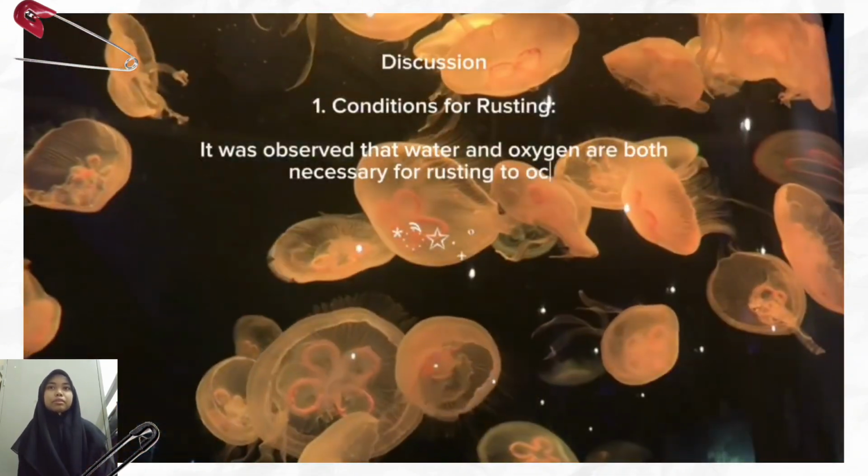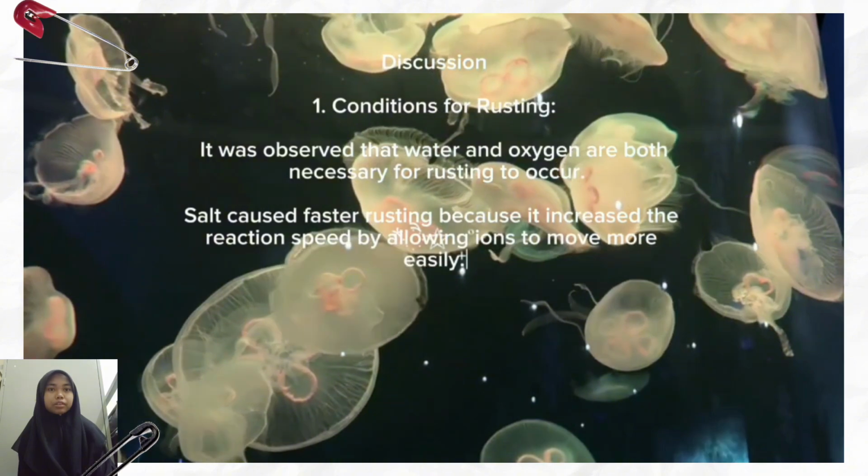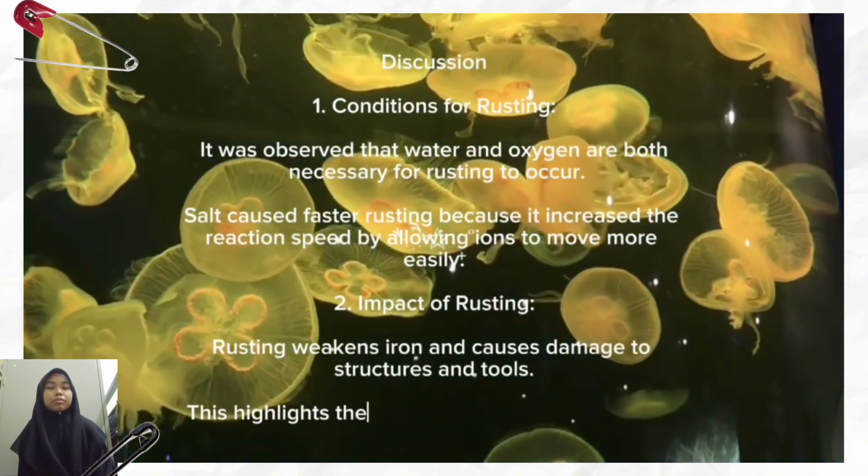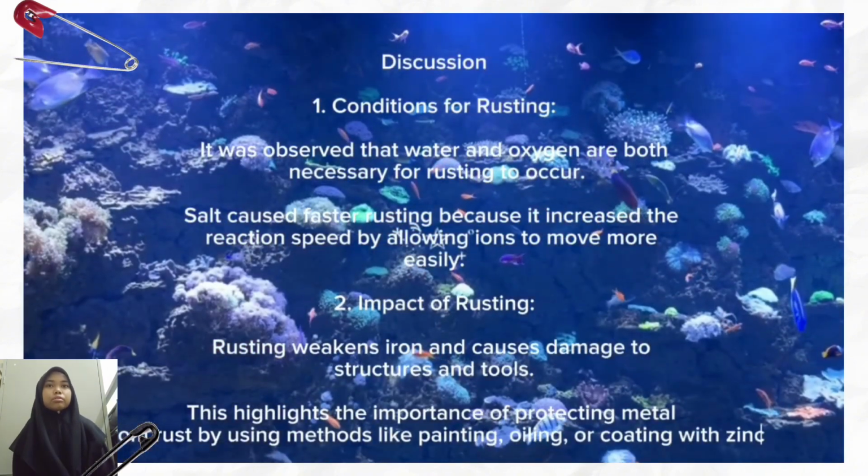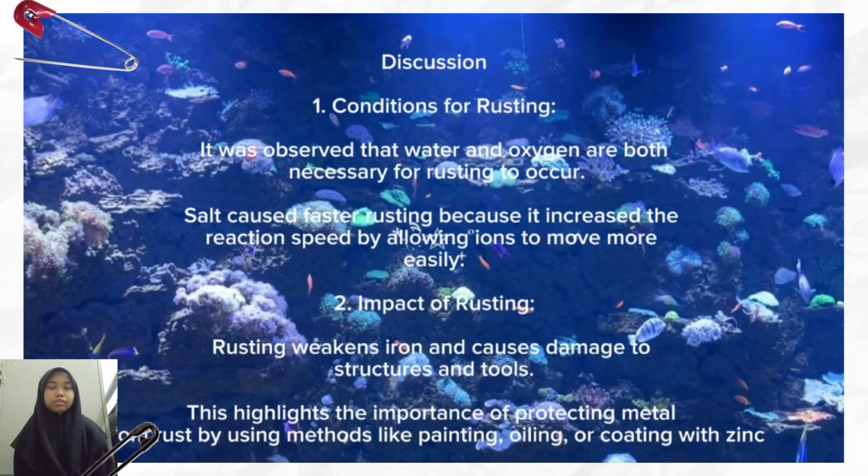For discussion, number 1, conditions for rusting. It was observed that water and oxygen are both necessary for rusting to occur. Salt causes faster rusting because it increases the reaction speed by allowing iron to move more easily. Number 2, impact of rusting. Rusting weakens iron and causes damage to structures and tools. This highlights the importance of protecting metal from rust by using methods like painting, oiling, or coating with zinc.